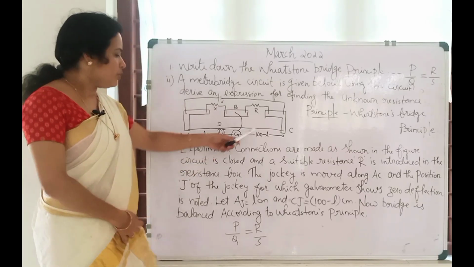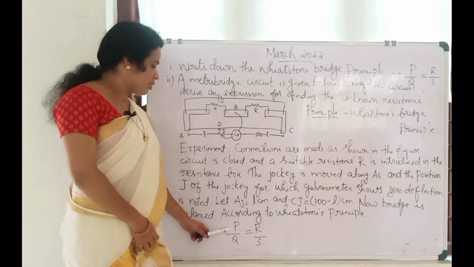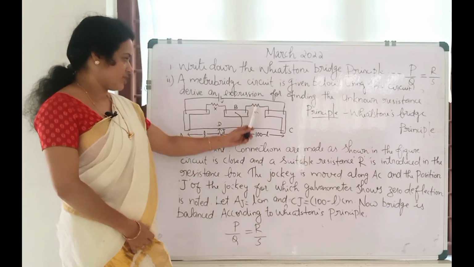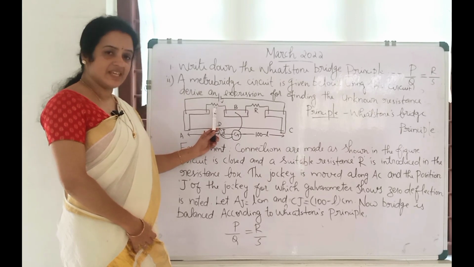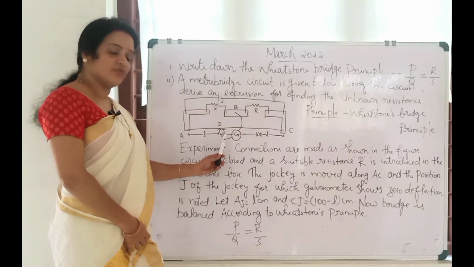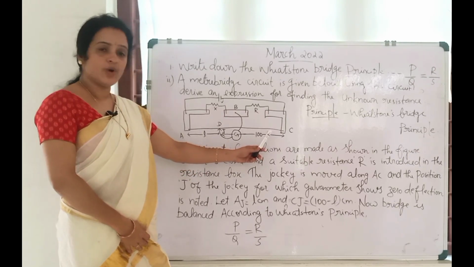Now we have to apply the Wheatstone's bridge principle, that is P by Q is equal to R by S. Here we have 4 resistors. The first one we can see here is X and the second one is R, and on this side we have L. So we can calculate the resistance here, and 100 minus L is the other portion.